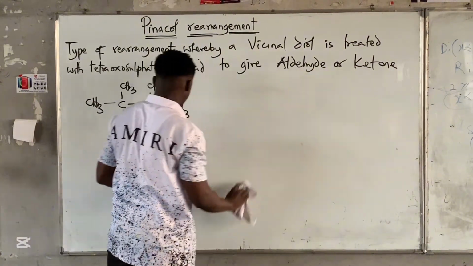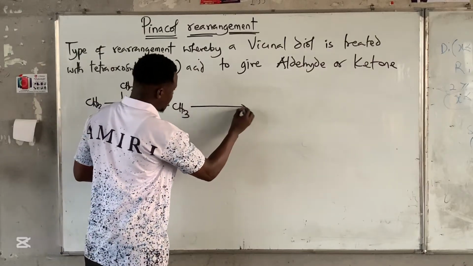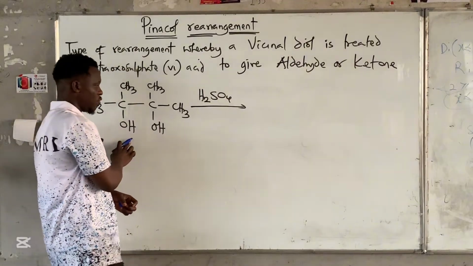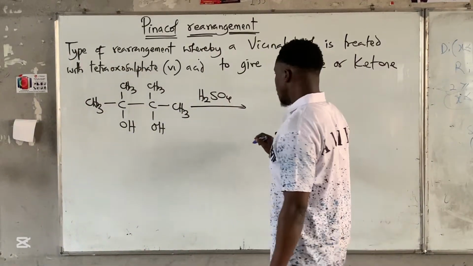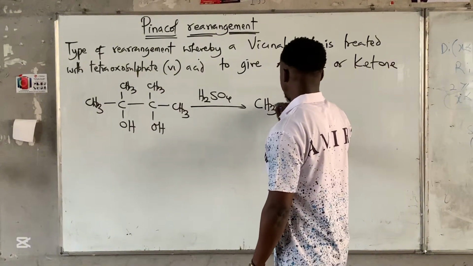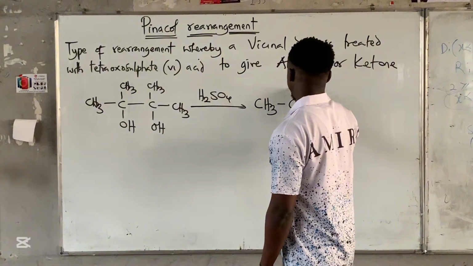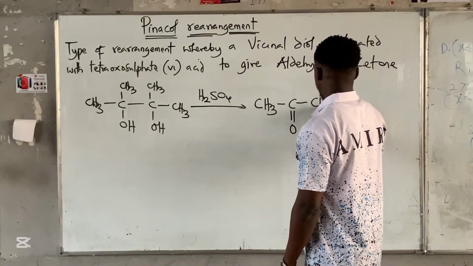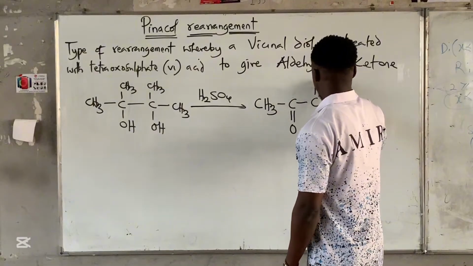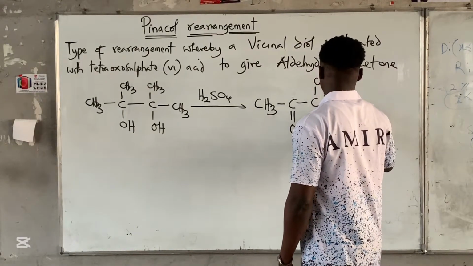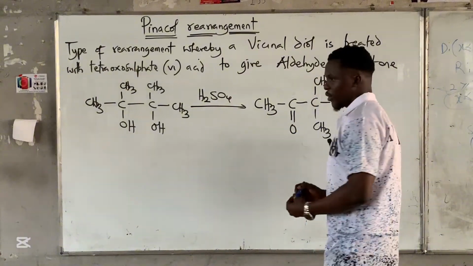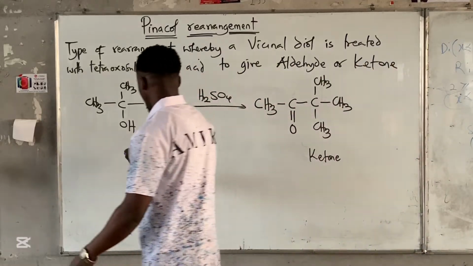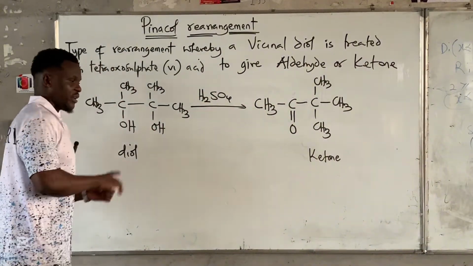Now this is basically what we're going to have. If you treat this with H2SO4, the product we're going to have would be as follows. We're going to have CH3, C, O. Now this is what we're going to have. This is a ketone, and this is a diol. I'm just using their generic names.